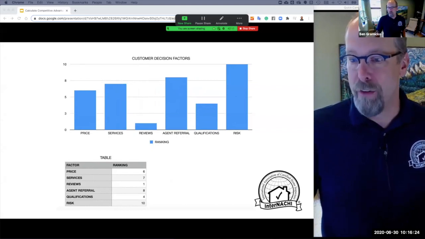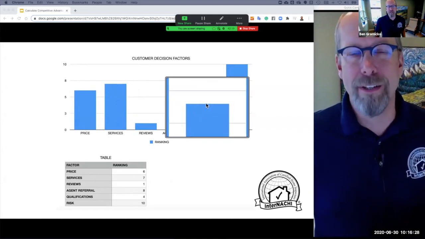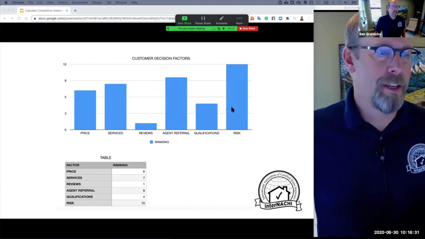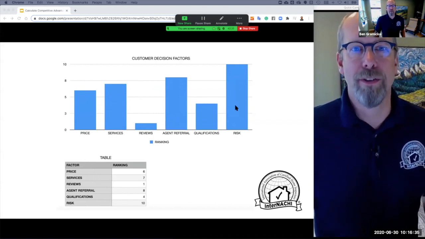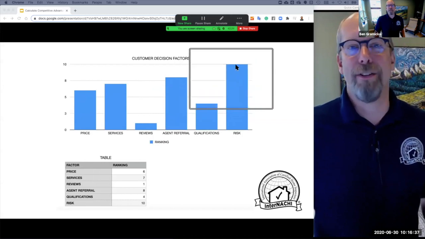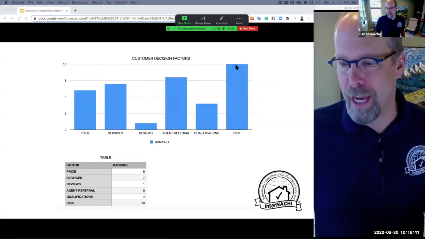Qualifications of the inspector, oddly enough, that's 4. That's not very good. So that's kind of low. And risk. Risk is the inverse chance that the customer's expectations are not met. Well, it's 10. So there's no risk in this example, meaning very little risk in hiring the company.